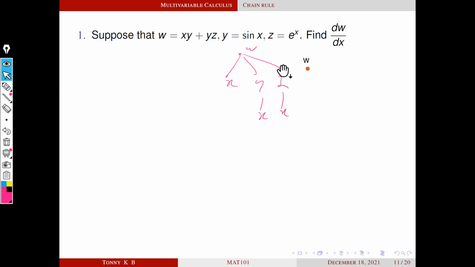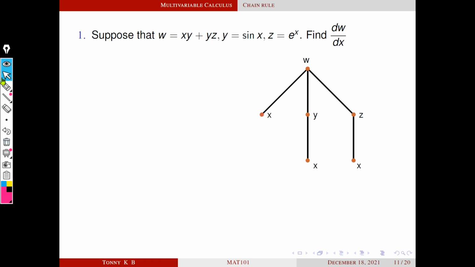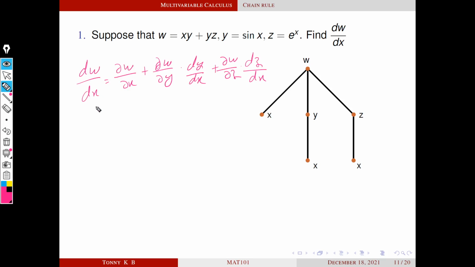So this is the graphical representation of this problem. W depends on x, y, z, and y and z depend on x. Now it is easy to differentiate along these paths. Then how to find dw by dx? We differentiate w with respect to x along this direction, plus along this direction, plus along this direction. So the formula of dw by dx is ∂w/∂x plus ∂w/∂y into dy/dx plus ∂w/∂z into dz/dx.